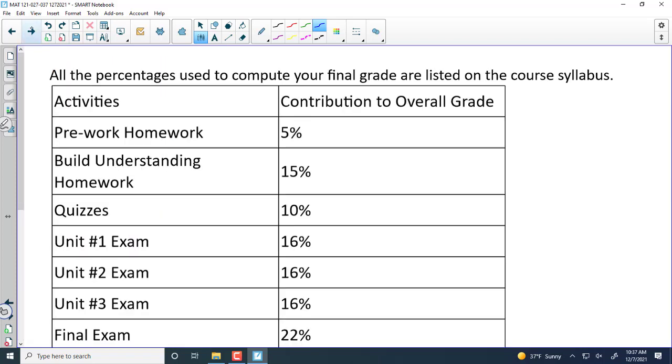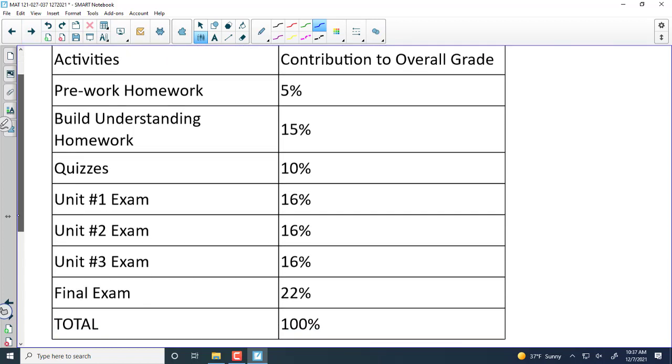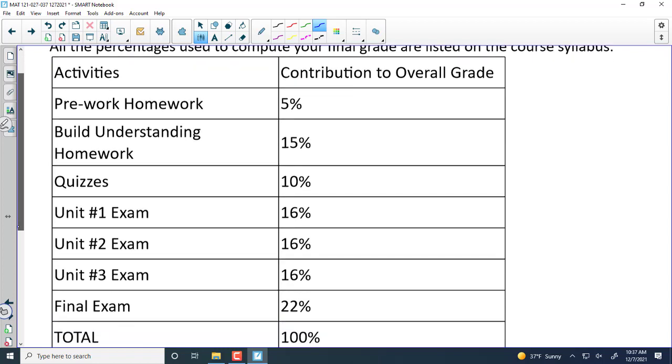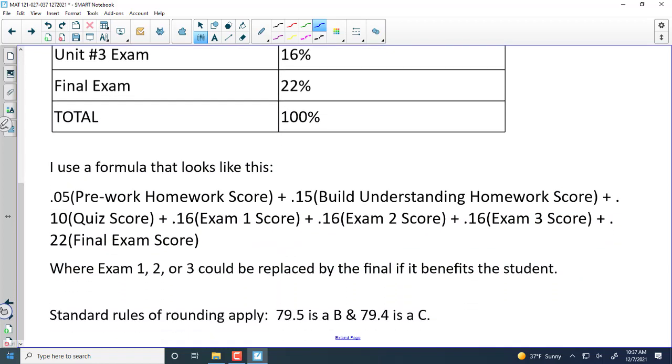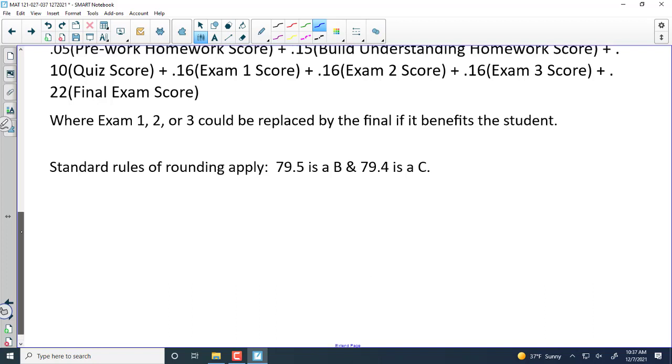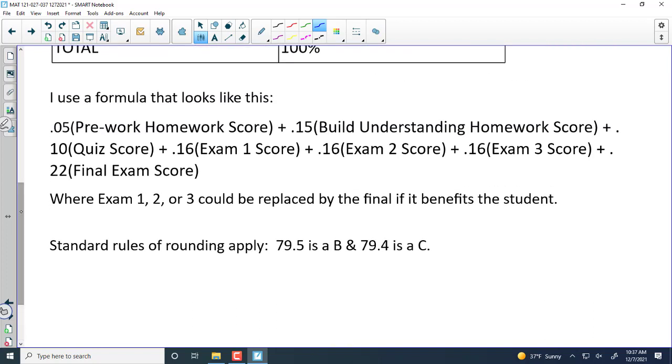The syllabus that was available at the beginning of the semester told you how I did the grades for the semester. So pre-work's worth 5%, build understanding 15, quizzes 10. Each of the unit exams was 16, the final exam was 22%. Hopefully those aren't a mystery to anyone. They were on the syllabus. And then what happens is I just do a percent breakdown. So I do your pre-work score times 5%, your build understanding times 15, quizzes times 10, each of your exams times 16%, and then your final exam times 22%. My decimal didn't get carried over.